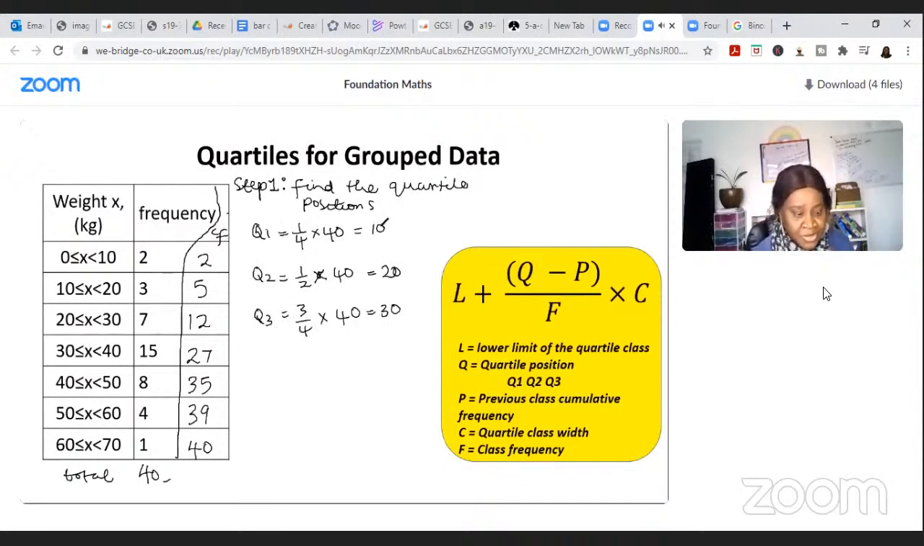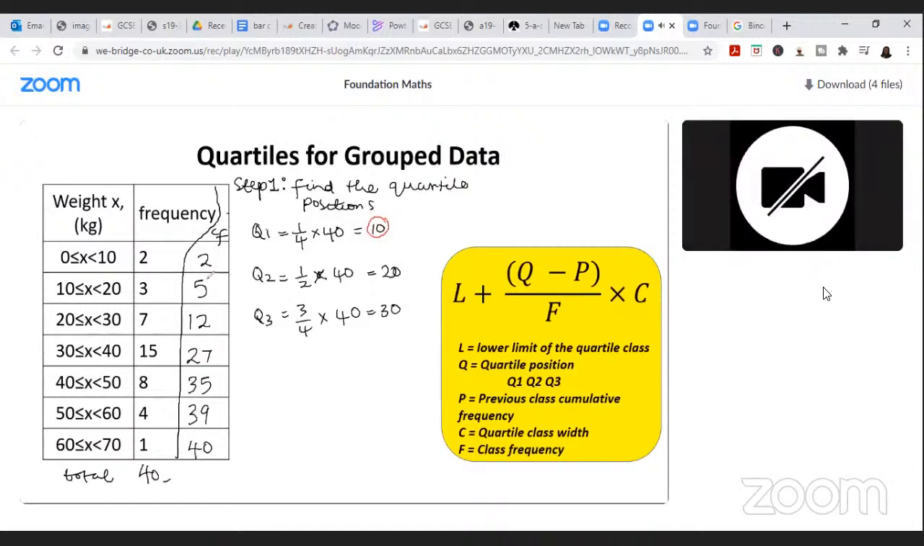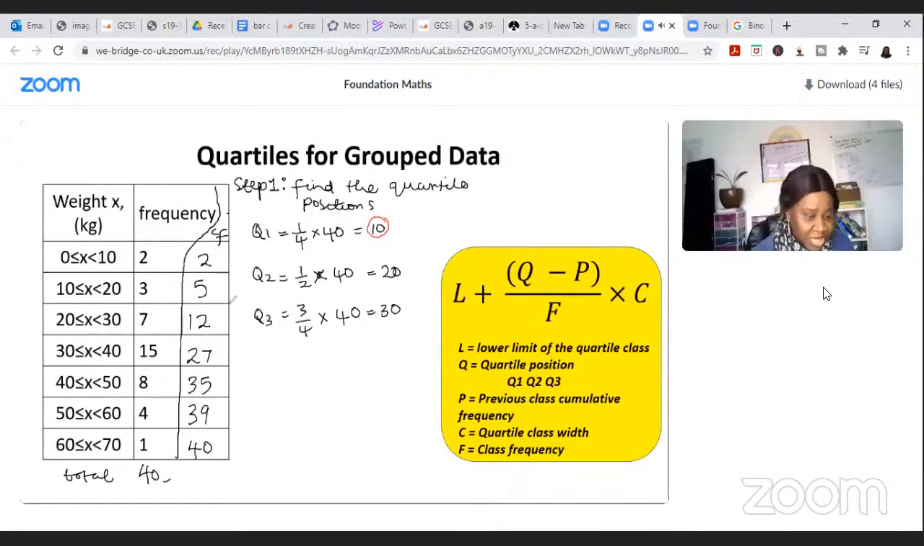To work out the quartile, you have your quartile position. For quartile 1, let's find the quartile class. If the position is 10 here, then we're going to find where 10 will be inside the cumulative frequencies. This is 2, 5, so 10 should be in this class here. So that's going to be our Q1 class. Everything we do with this formula comes from that class and anything around it. So let's apply the formula for Q1.